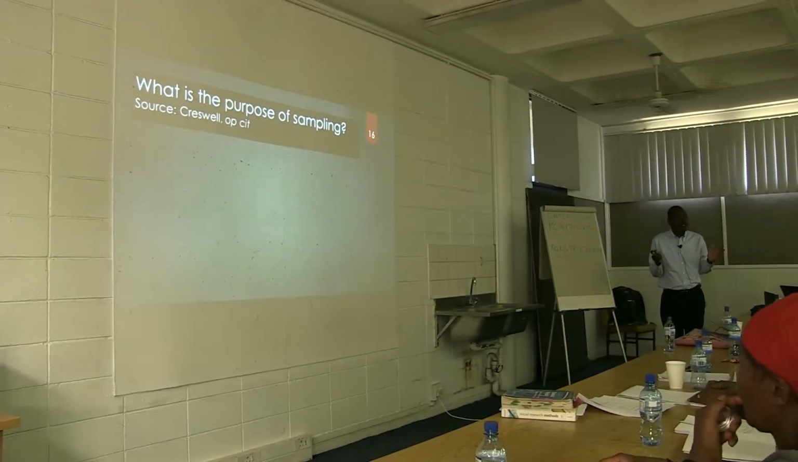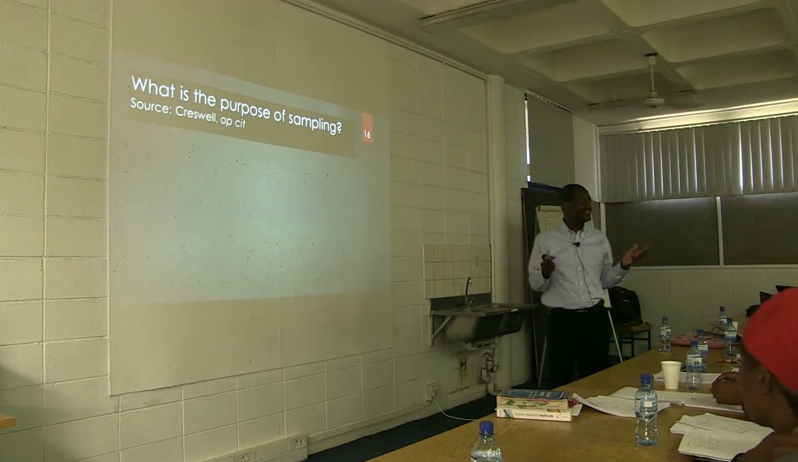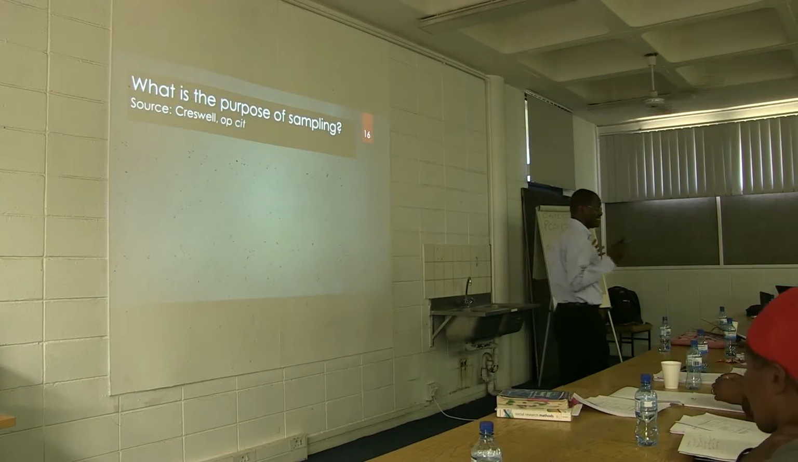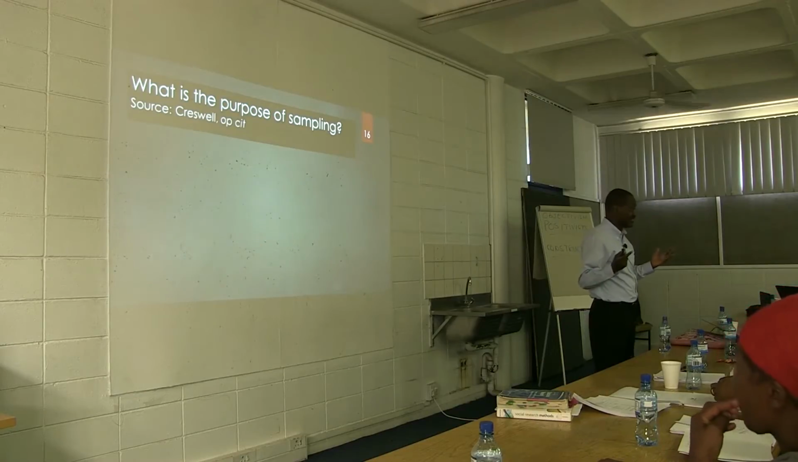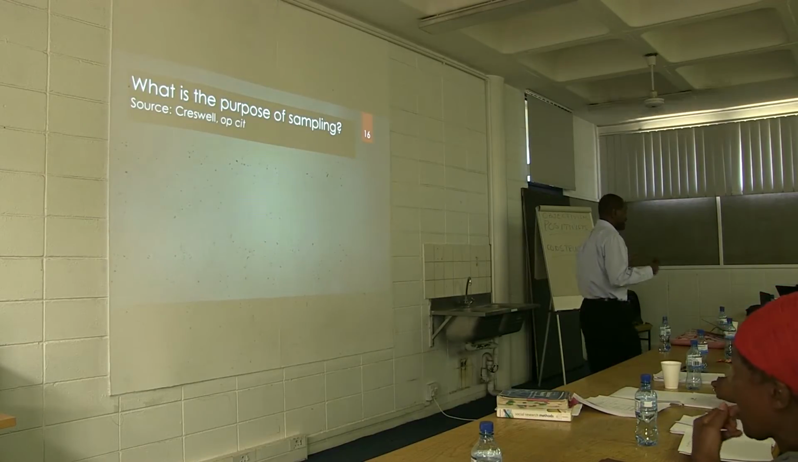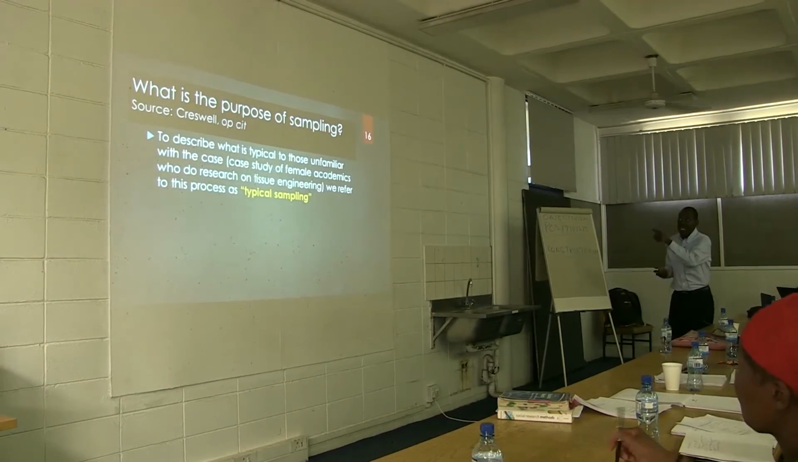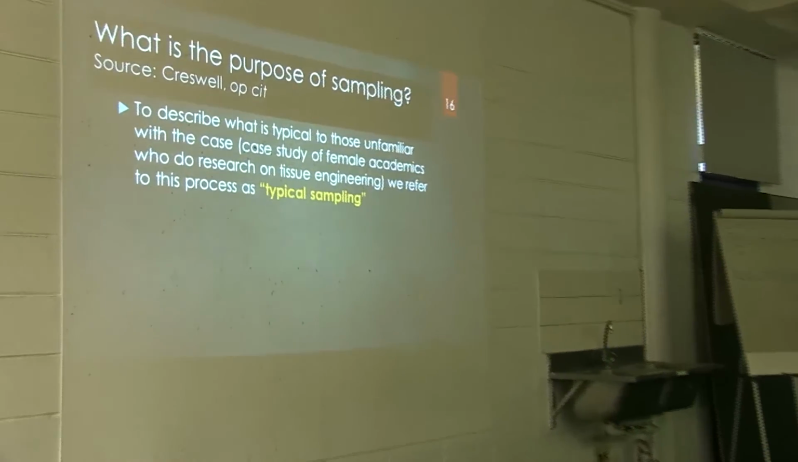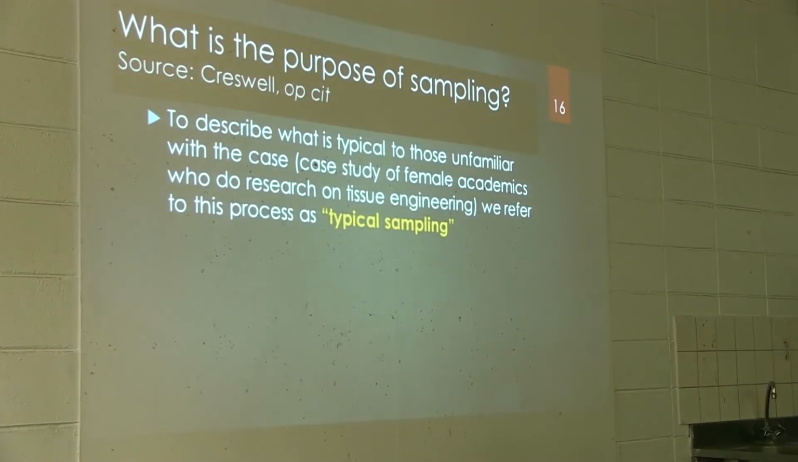Remember, we are talking about data. We are now unpacking data from a very scientific perspective. We are now beginning to understand data in a much, much deeper form. We continue. To describe what is typical to those unfamiliar with the case. For instance, a case study of female academics who do research on tissue engineering. We refer to this process as typical sampling.